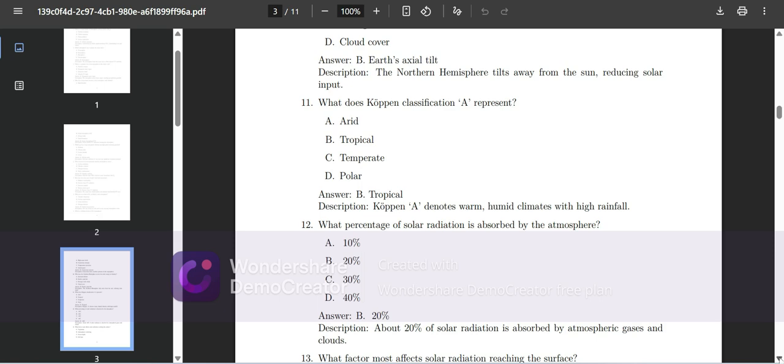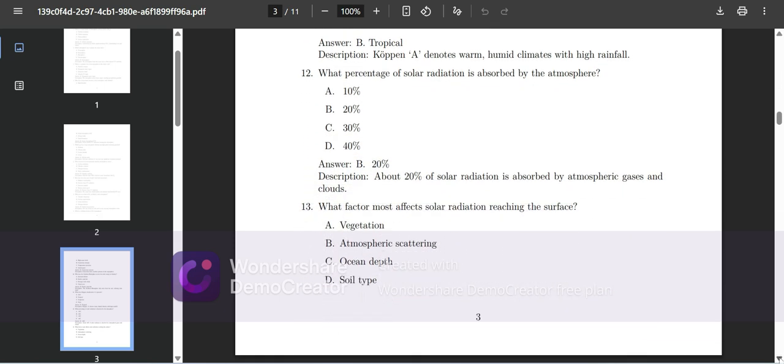What does Köppen classification A represent? Tropical. Köppen A denotes warm, humid climates with high rainfall.